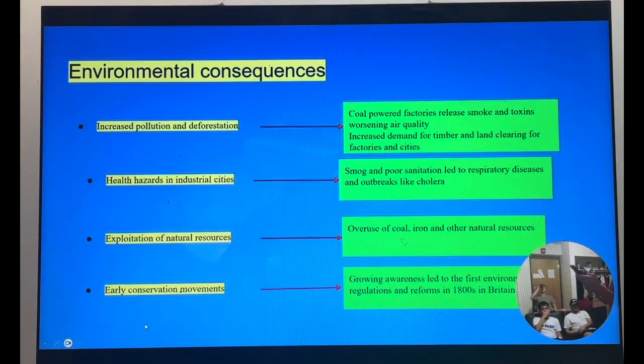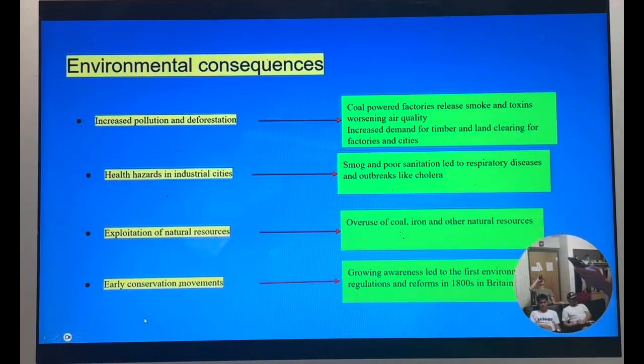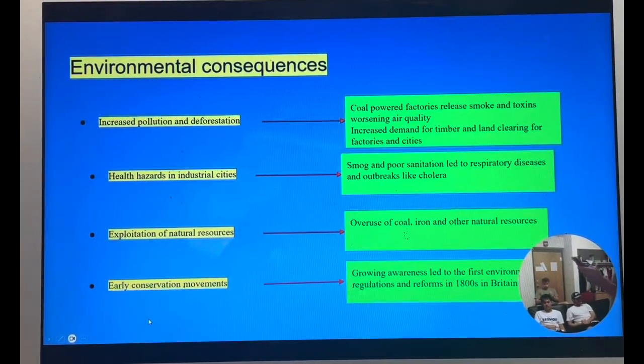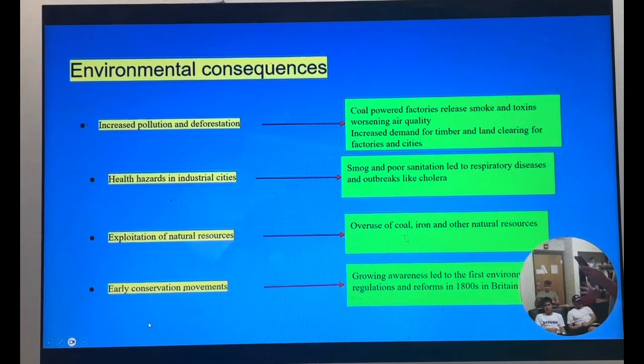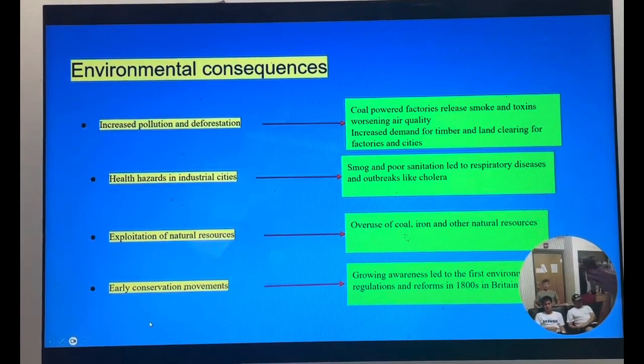Exploitation of natural resources, the overuse of coal, iron, and other natural resources, led to the early conservation movements, which growing awareness led to the first environmental regulations and reforms in the 1800s in Britain. I'm going way too fast.